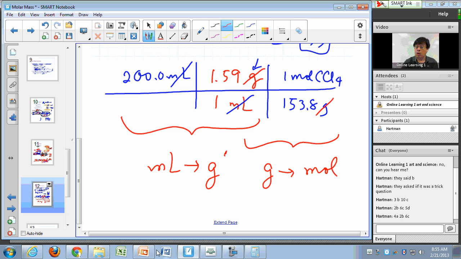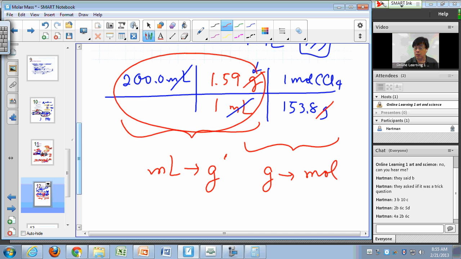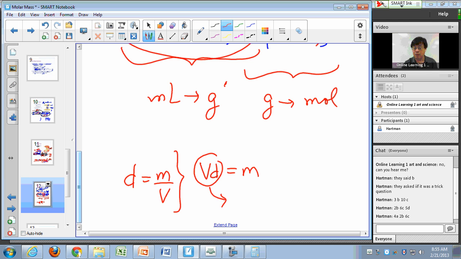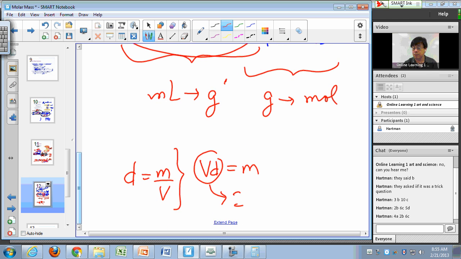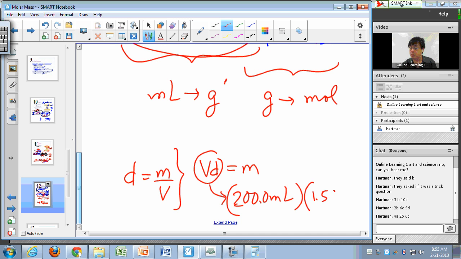Okay, so of course this one right here, this is the using the factor label approach. If you want to use a formula, you can say, all right, density is mass over volume. So I multiply both sides by volume, I get my mass, right? So my mass is volume times density. My volume is 200 mils, and my density is 1.59 grams per mil. So same thing. That's that first step right there, changing milliliters to grams. And then you should already know how to do grams per mole, grams to moles.